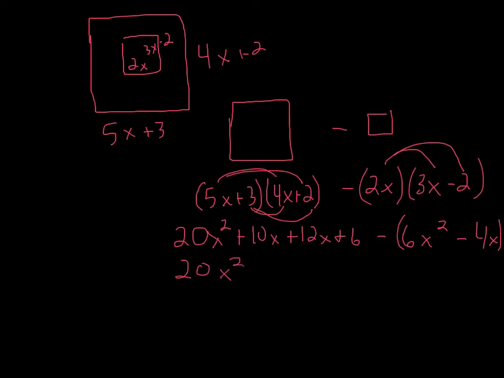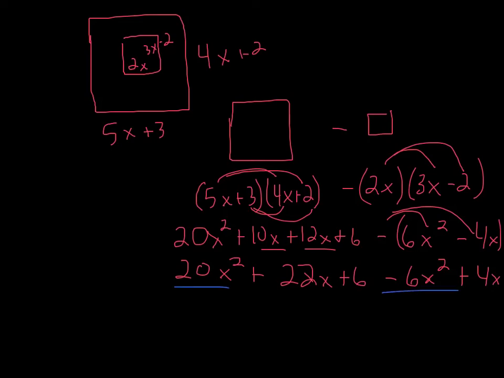20x squared plus, I'm going to put these together right now too, plus 22x plus 6. Take our negative to everything, so negative 6x squared, and then plus 4x. Now we can combine like terms. So 20x squared minus 6x squared will give you 14x squared. 22x and 4x will give you plus 26x. And then we have our 6. And there's your answer. That's it.